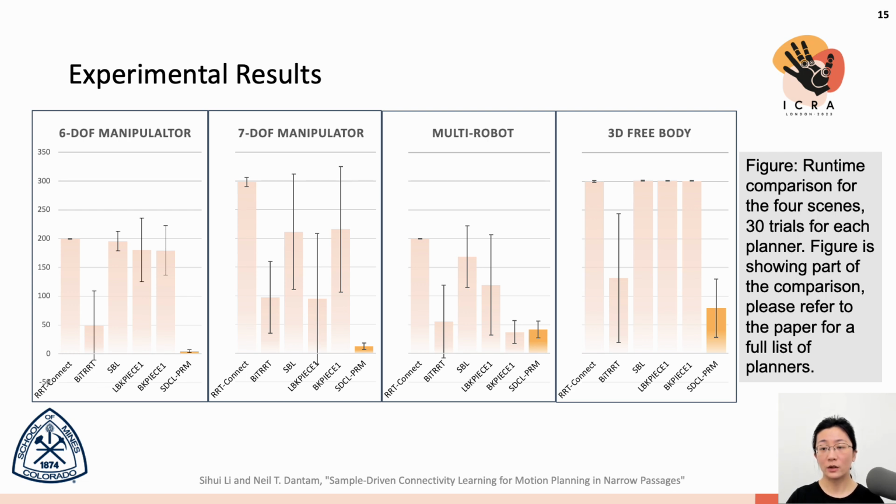SDCL produces 1 order of magnitude speedup in the 6-DOF and 7-DOF manipulator scenes. SDCL is also the fastest in the 3D free body scene. In the multi-robot scene, SDCL is slightly slower than the best baseline planner by a few seconds.